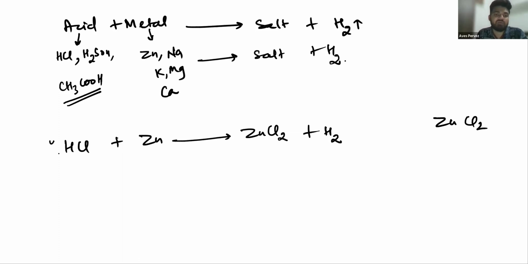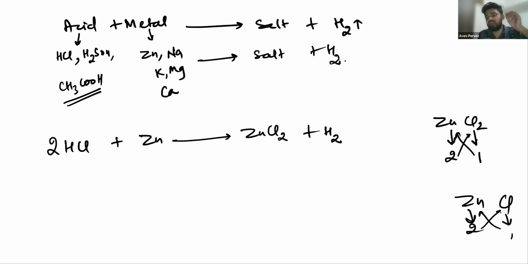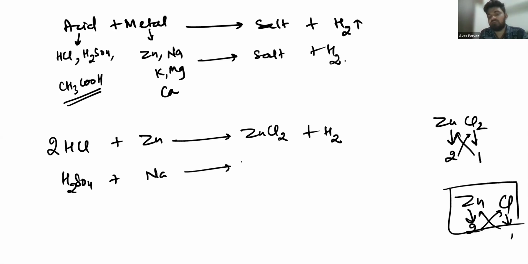We can do this by balancing the equation. With two hydrogen, two chlorine, now it is balanced. The valency of zinc is 2 and that of the chloride ion is 1. When you cross multiply, Zn is 2 and Cl is 1, so you get ZnCl2. Now if you have H2SO4, when it reacts with sodium, it will give you sodium sulfate, Na2SO4, plus hydrogen gas. The correct formula is Na2SO4.